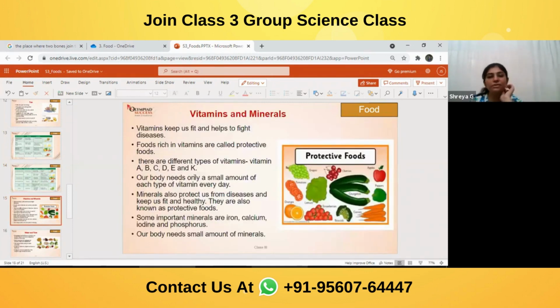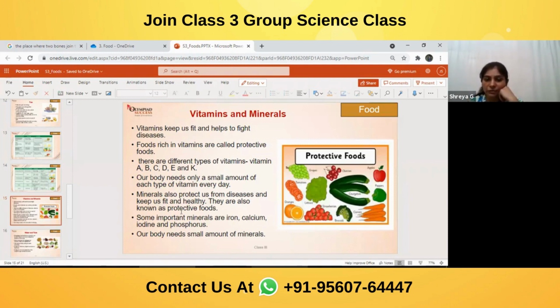Coming to vitamins and minerals, we have done this. Vitamins and minerals fight diseases and keep us fit, so they are known as protective foods. Different types of vitamins I've discussed. Our body needs a small amount of each type of vitamin every day. We require each type, not only A. We have to take all the vitamins in proper amounts.